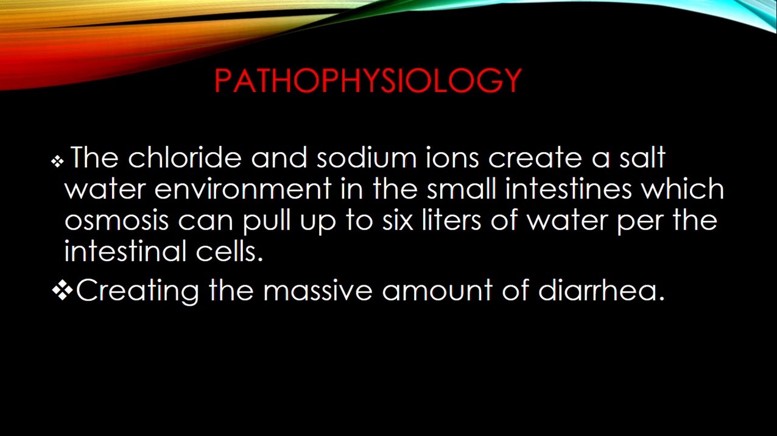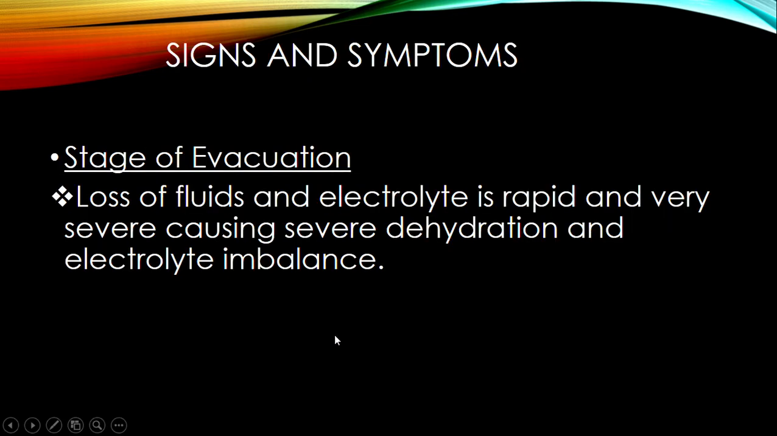So because those salts are coming out, water now, which is in form of osmosis movement, will be pulled out of the cells, amounting to about 6 liters of water being lost in these intestinal cells, and that will create the massive amount of diarrhea that a patient with cholera presents with. So that is the pathophysiology of cholera. I hope that it is making sense and that you have understood this.